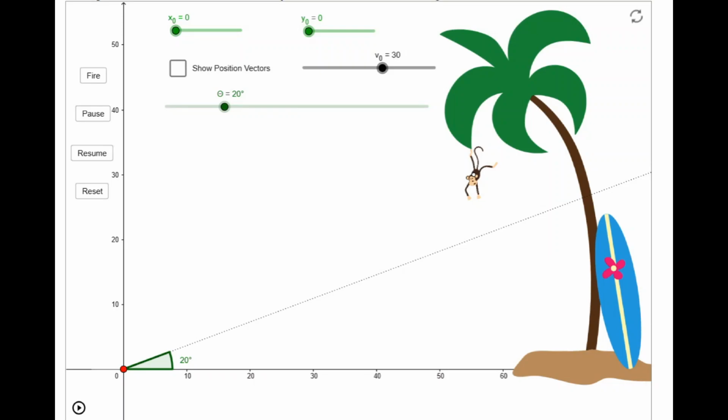A monkey is perched in a coconut tree. A hunter aims at the monkey and shoots. At the moment the shot is fired, the monkey starts falling from the tree.